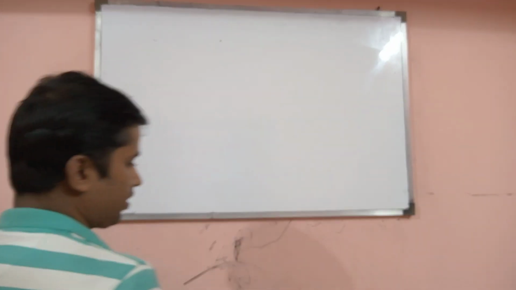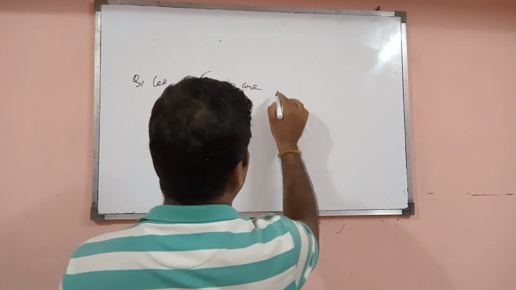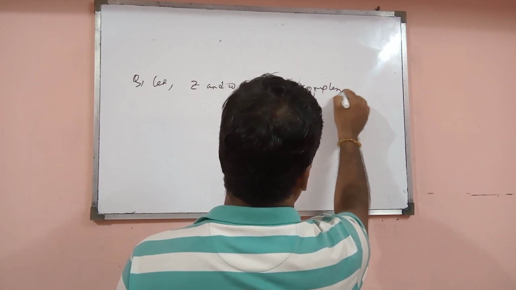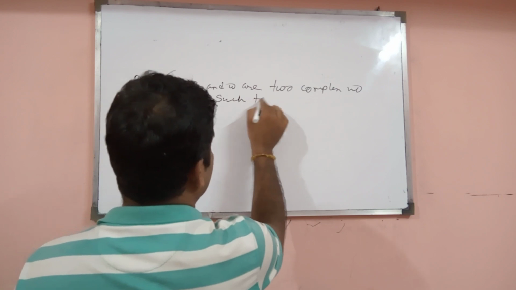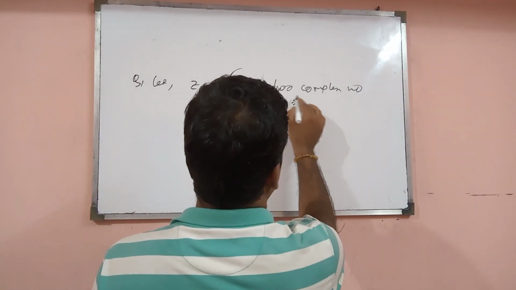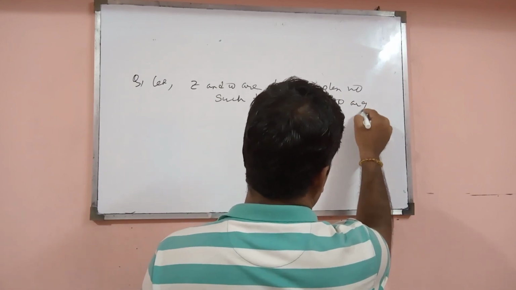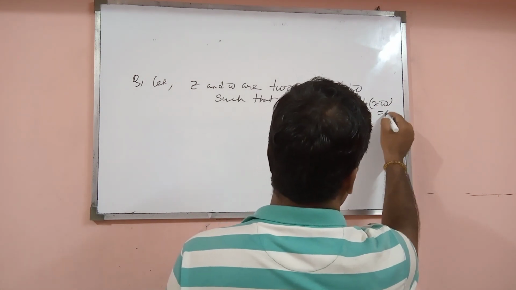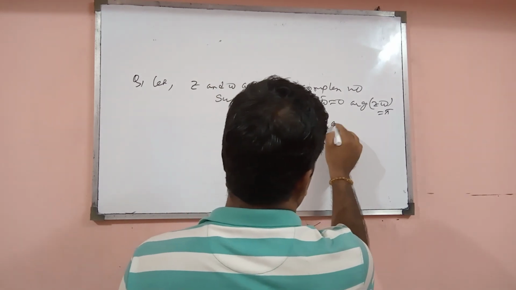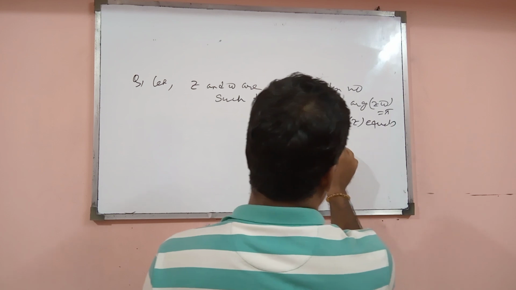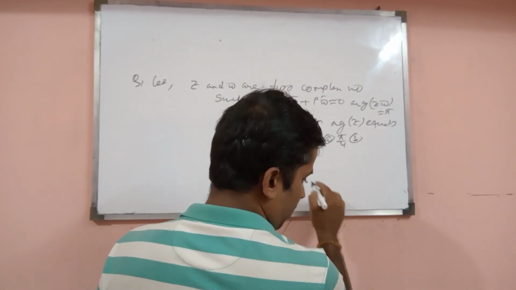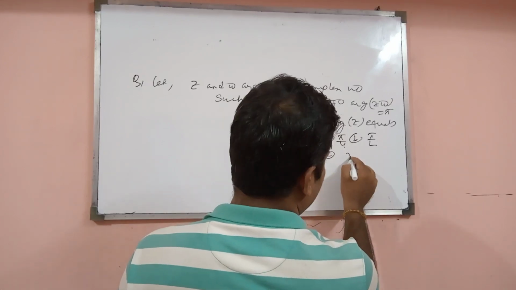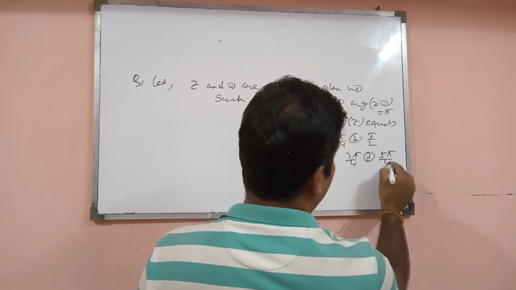So I shall do 5 questions today, okay? So let's start. The first question is: let z and w be two complex numbers such that z bar plus i w bar is equal to 0 and argument of z w is equal to pi, then argument of z equals: option A is pi by 4, B pi by 2, C 3 pi by 4, D 5 pi by 4, okay?